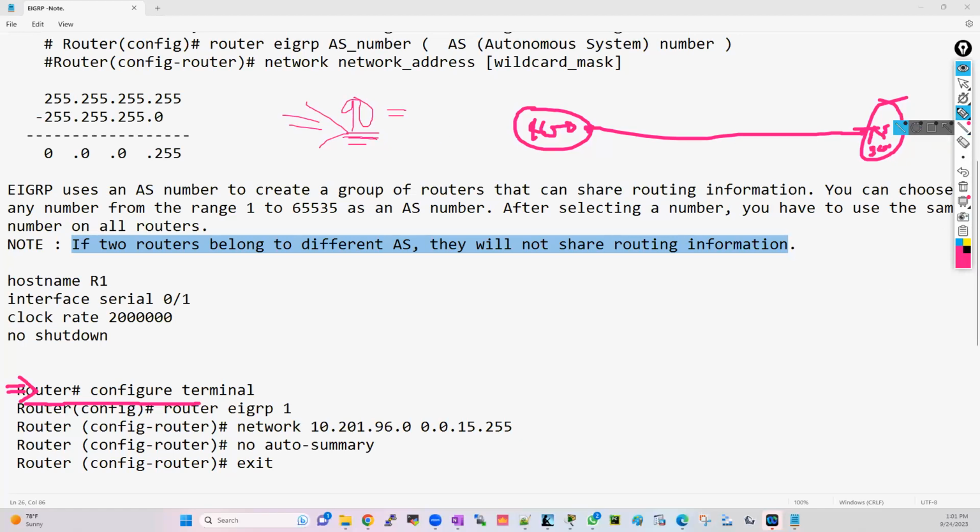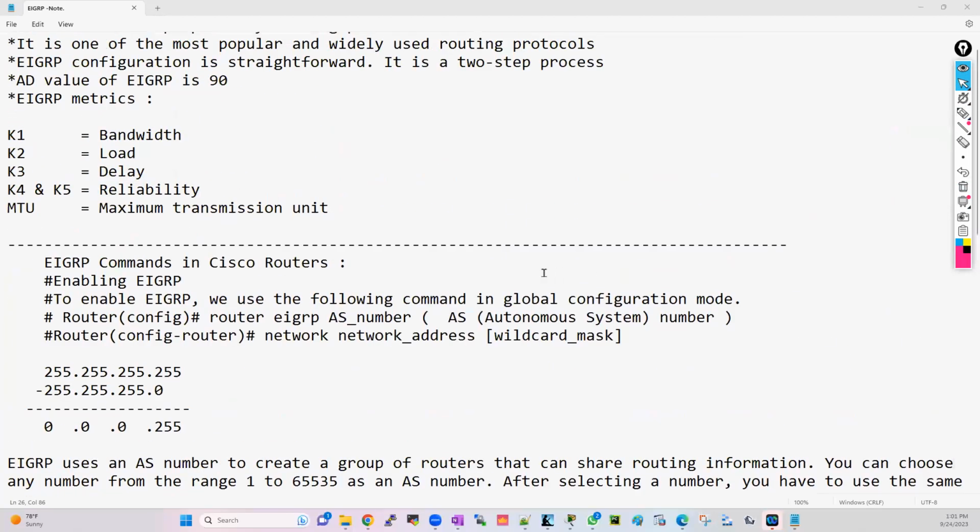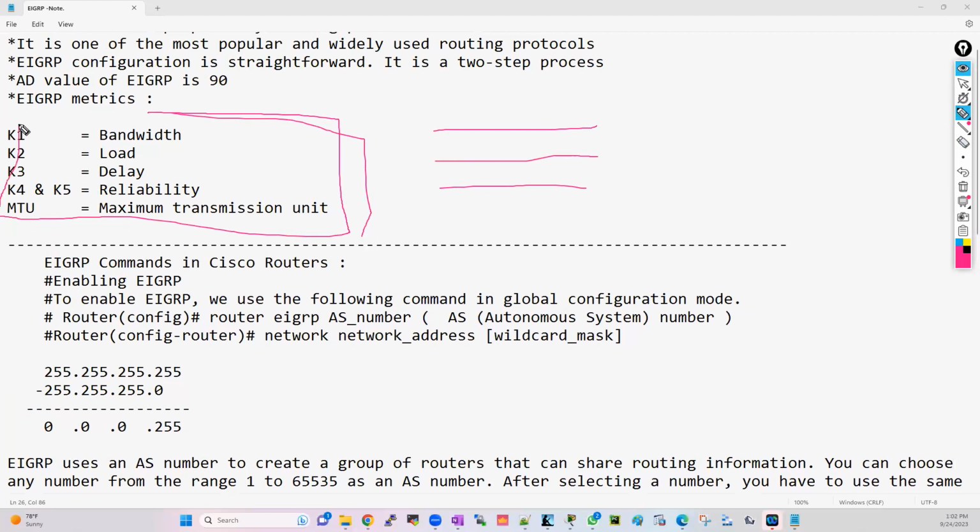So when we go to the lab now, we see how it's being configured, and then some of the metrics it uses. There are some other things we need to know, but when we are configuring it, I will tell us about the successor route, feasible distance, and all that. But the most important thing we need to pay attention to is that EIGRP uses these metrics to decide the forwarding decision. Any question?